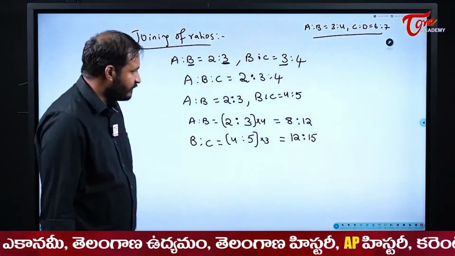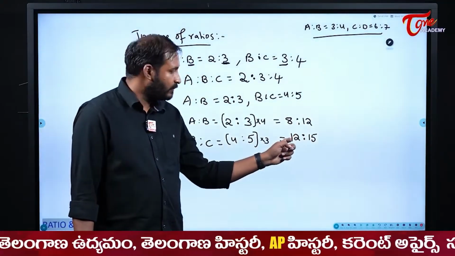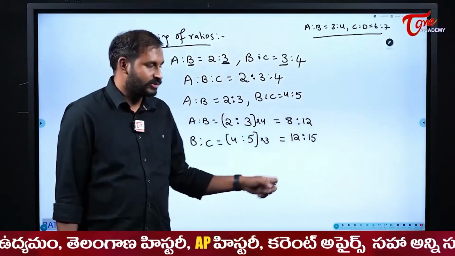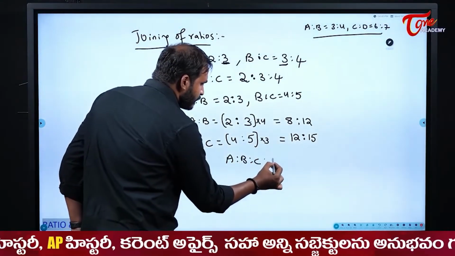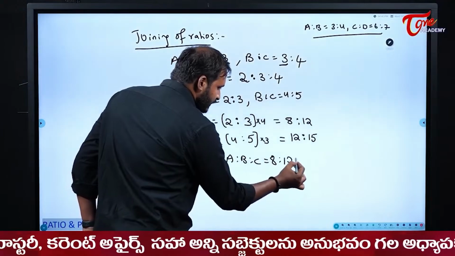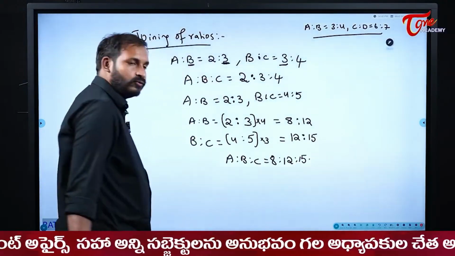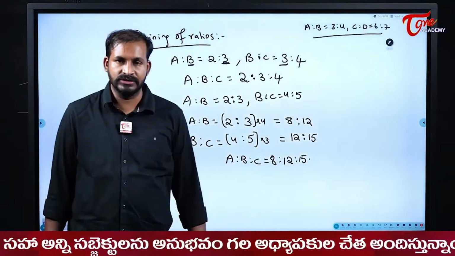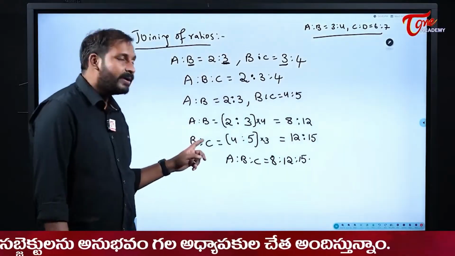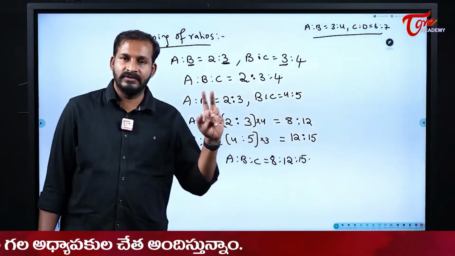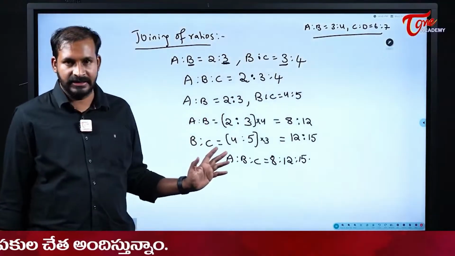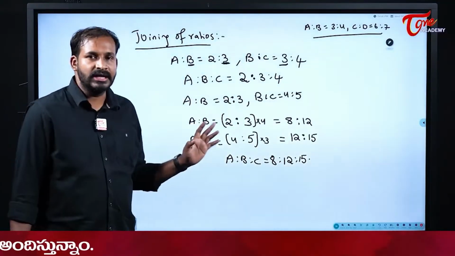Now if you observe carefully, the B value here is 12 parts and here it is also 12 parts. So now I can write A is to B is to C as 8 is to 12 is to 15. So before joining any two ratios, make sure that the common element value remains the same. If the common element value is the same, then you can join them directly. Else you cannot join the ratios.